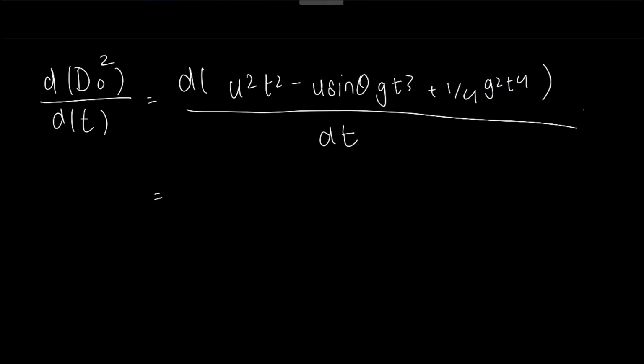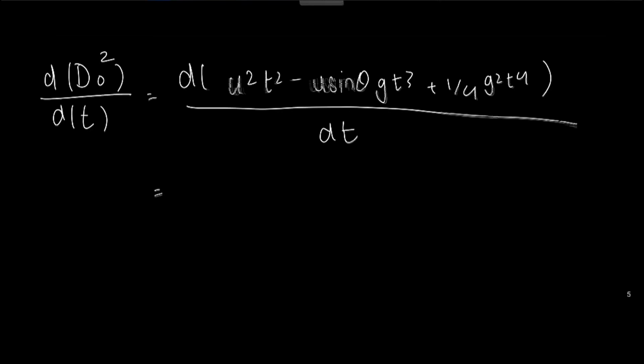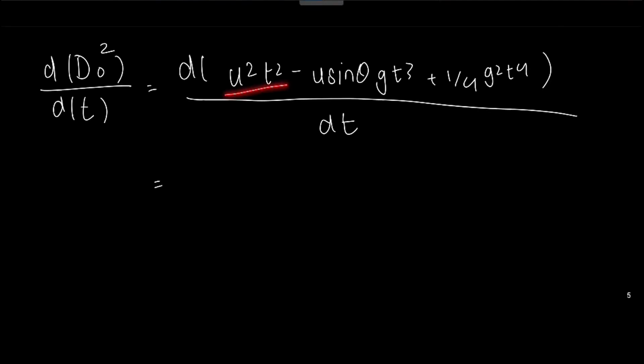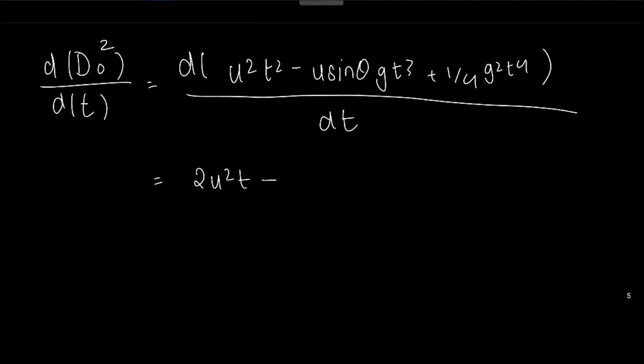Now differentiating this and solving for 0. We're going to first differentiate and then solve it for 0. Now differentiating it gives us what? The first expression comes out to be 2u squared t. The second comes out to be 3u sine theta g t squared. And the third comes out to be g squared t cubed.